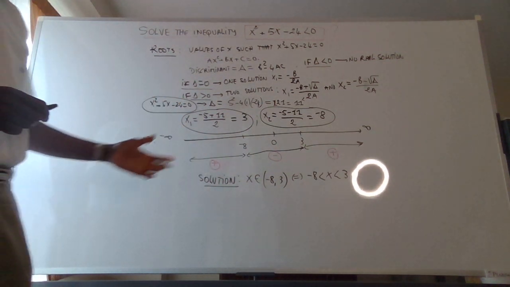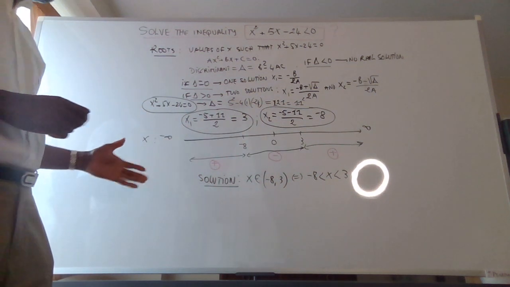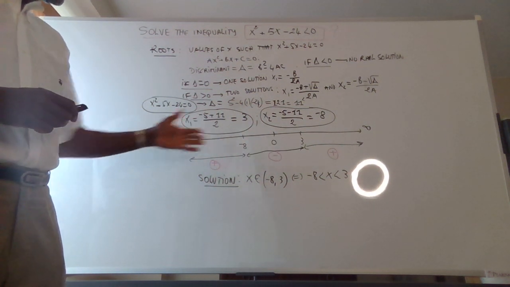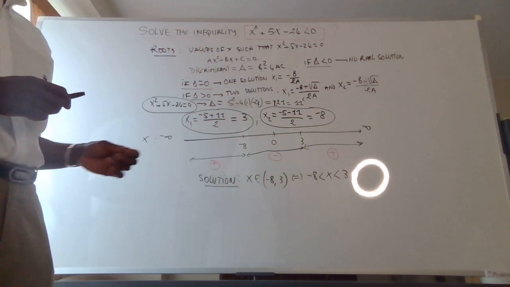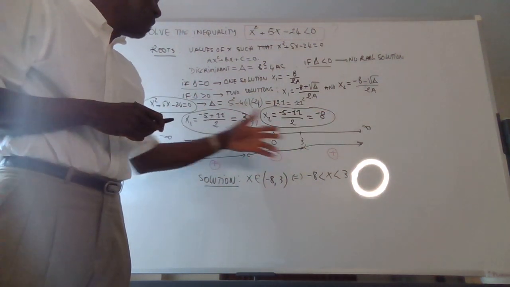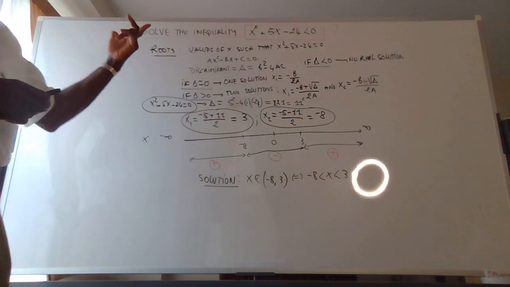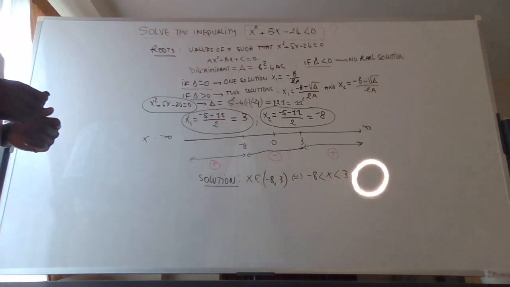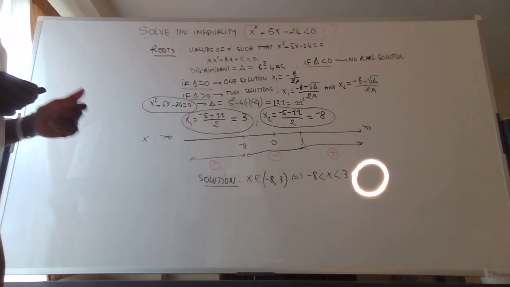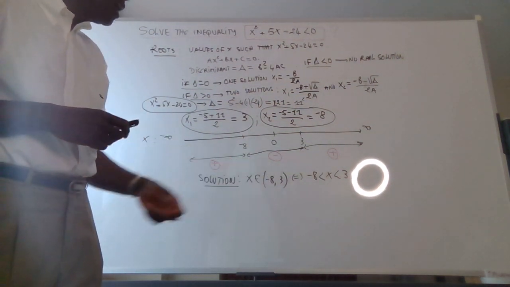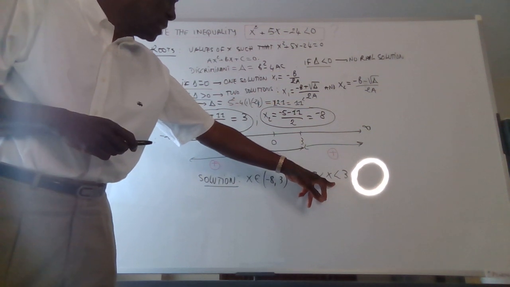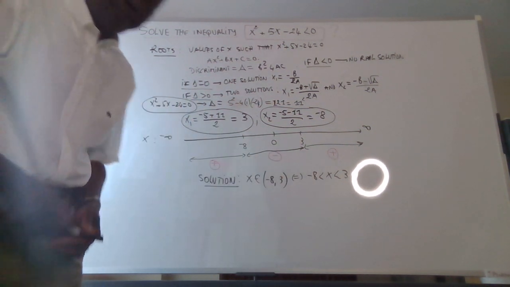Okay. So the polynomial is positive for all values smaller than minus 8 and for all values greater than 3, and negative for all values strictly between minus 8 and 3. So the solution of this inequality that we've been asked to solve is x belongs to the open interval minus 8, 3, which is equivalent to x strictly between minus 8 and 3. That's it.